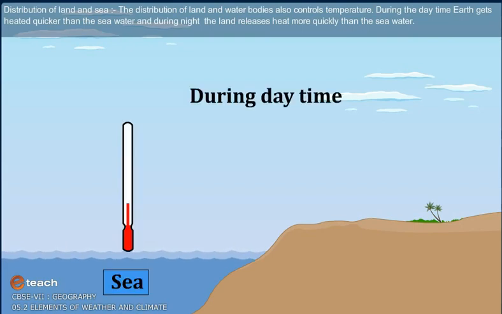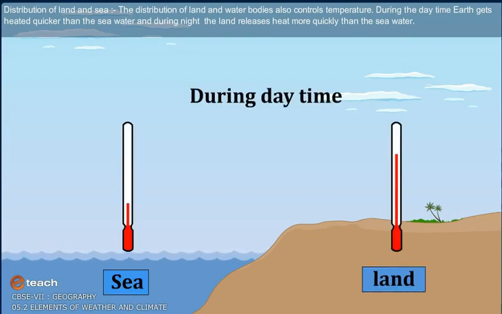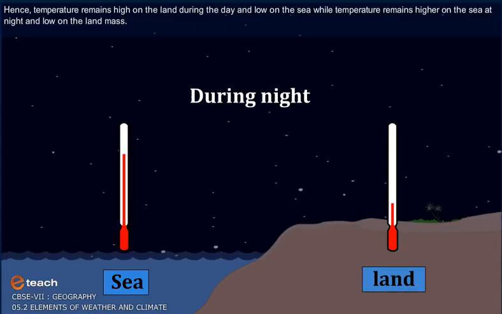Distribution of land and sea. The distribution of land and water bodies also controls temperature. During the daytime, the earth gets heated quicker than the sea water, and during night, the land releases heat more quickly than the sea water. Hence, temperature remains high on the land during the day and low on the sea, while temperature remains higher on the sea at night and low on the land mass.